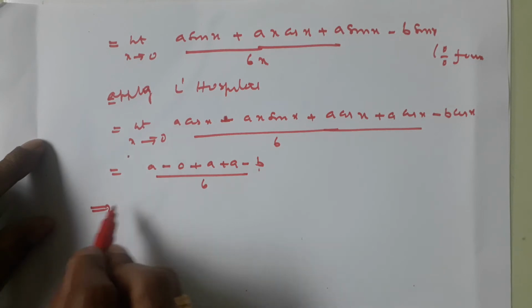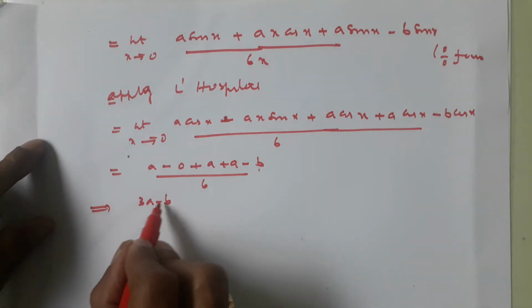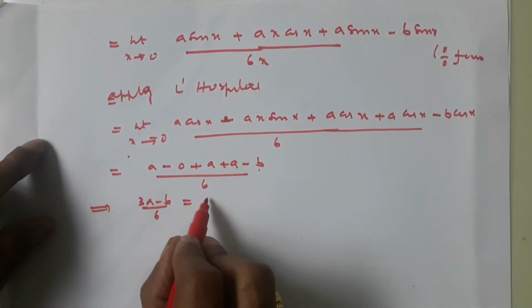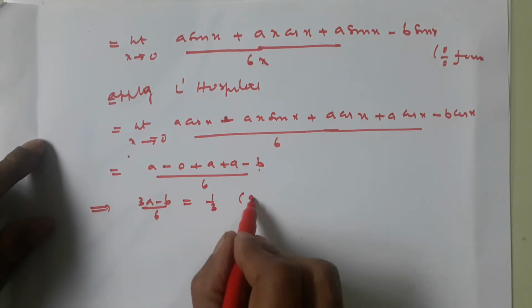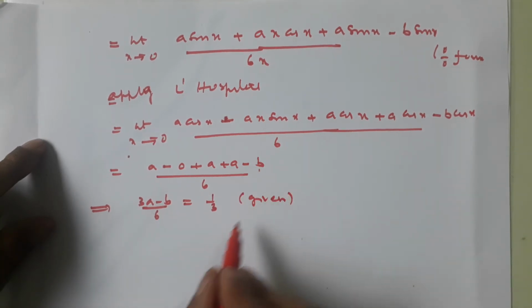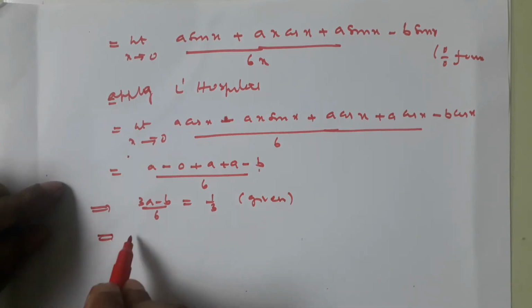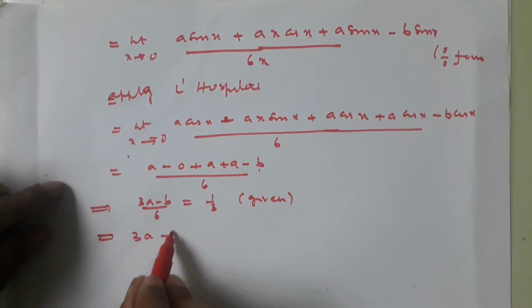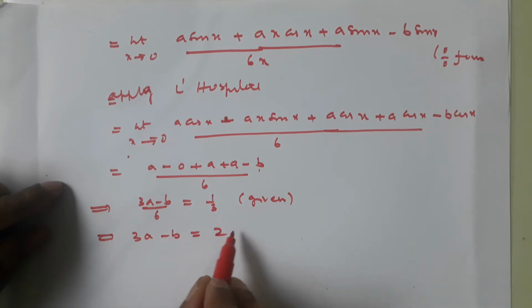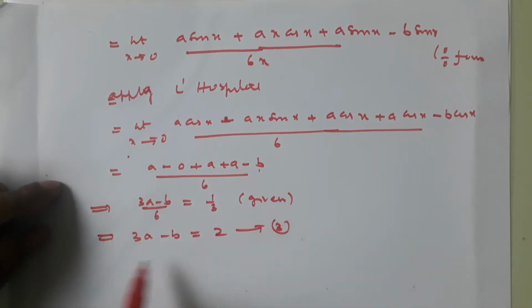So this implies (3A minus B) by 6 is equal to 1 by 3, the value given. The limit has the value given, 1 by 3. This implies 3A minus B is equal to 2. Take this as equation 3.